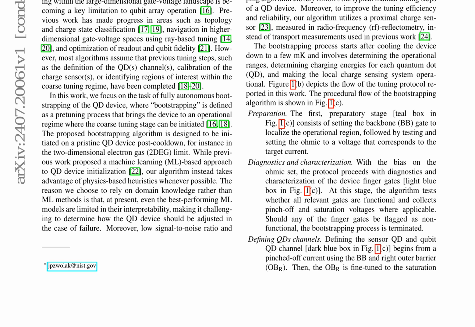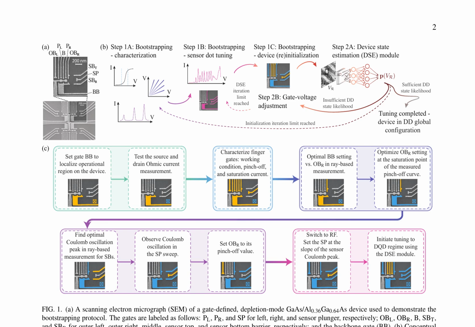The bootstrapping process consists of several stages, including preparation, diagnostics and characterization, defining QD channels, setting up the charge sensor, and configuration of the outer barrier gates.